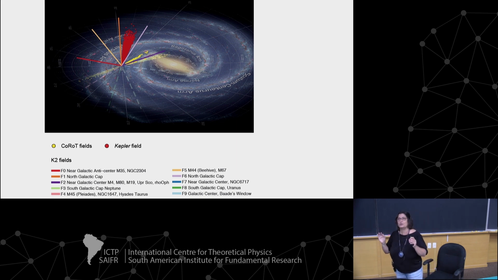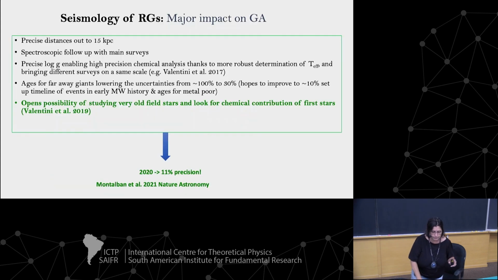But K2 did not have the same long time series as Kepler. So what you can do with Kepler, you cannot do with K2. But with K2, you can also get good things because you have things on the disk that you do not have in Kepler. That's why I say, depending on what your question is, then you're going to use one or the other. So seismology and its impact, if I can summarize, is that you can reach 15 kiloparsecs.